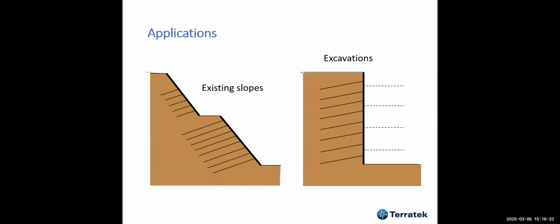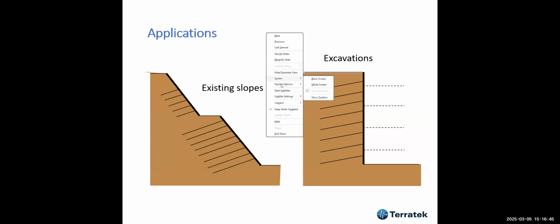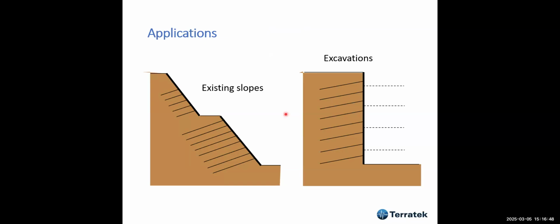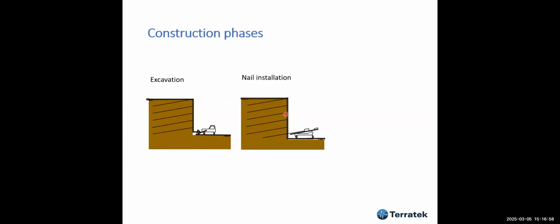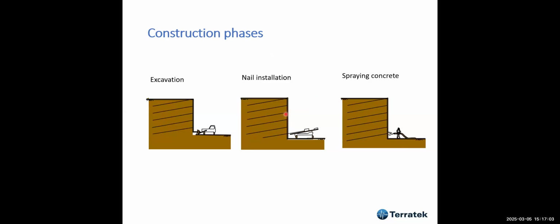These soil nailed walls have been applied to existing slopes or excavations. They can be up to vertical excavation, but most of my applications were existing slopes. The construction phases are: first we excavate the bench, usually a 1 meter, 1.5 meter deep bench. And then we install the nails. And after that, we spray concrete. That's the most common application.